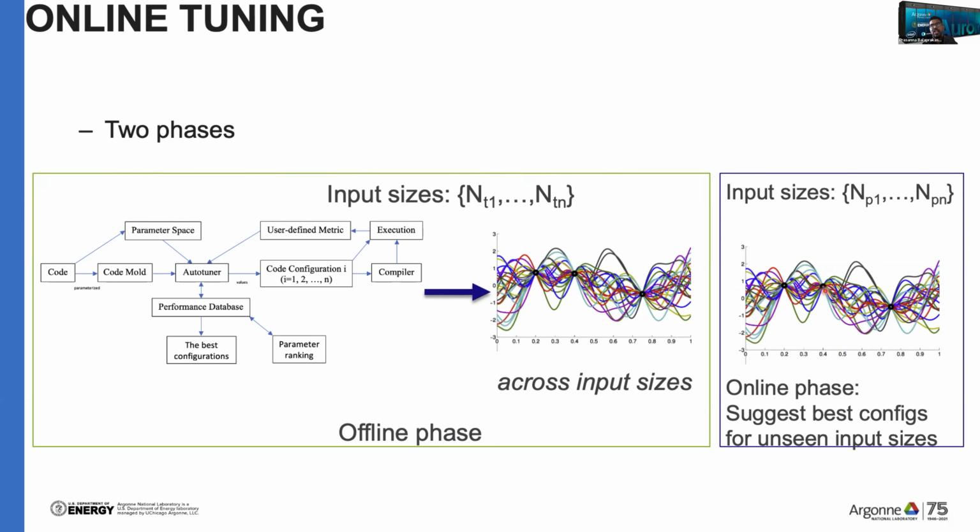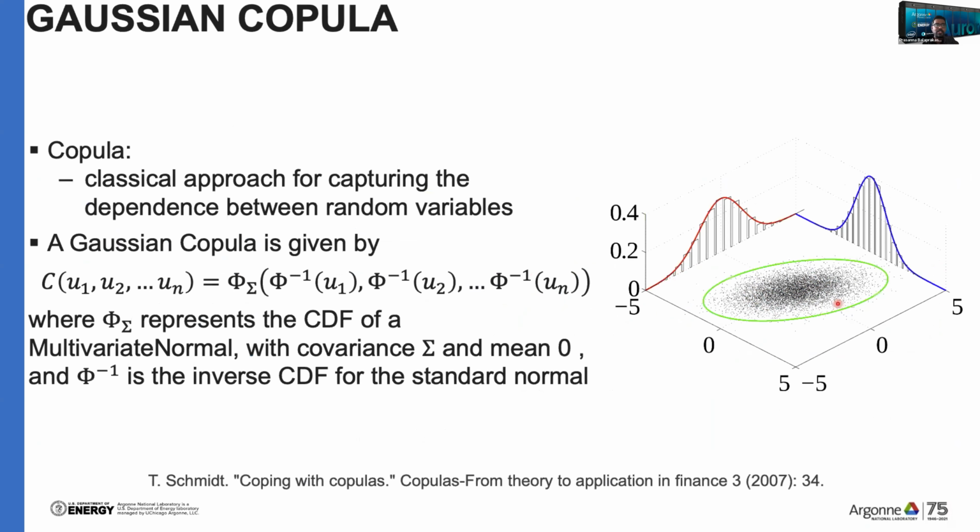Now, in the online phase, whatever the input size, think of these as unseen input sizes. These are different from the offline input sizes, because if you are looking at input sizes from the offline phase, you can just look up the best configuration and be done with it. We are talking about unseen input sizes, and as soon as you give an input size, we want to generate a high quality configuration immediately. So that's the two-phase approach in which we do the offline tuning, generate a meta model across input sizes, and then take that model online and use that to suggest the best configuration for the unseen input sizes.